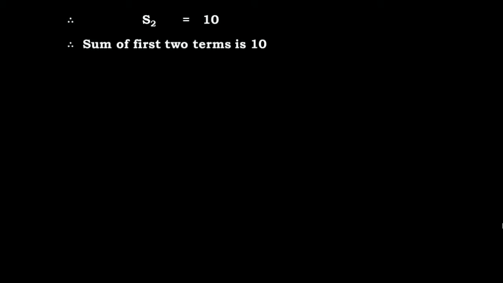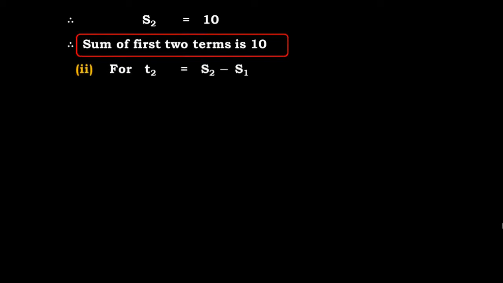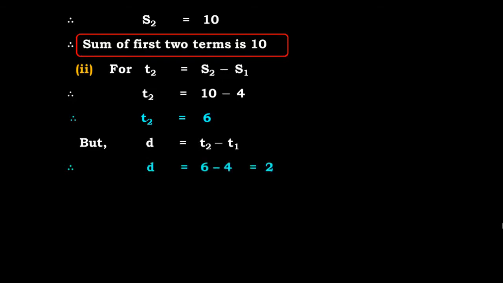Now see, this is very important student. This is S2. The sum of the first two terms is 10. Now for T2 we can have S2 minus S1. So the second term will become 10 minus 4, that will become 6. So we have the answer, T2 is equal to 6. Now to calculate the next terms, first we have to calculate D, that is the difference, T2 minus T1. T2 is 6, T1 is 4, so the difference will become 2. Now D is equal to 2.